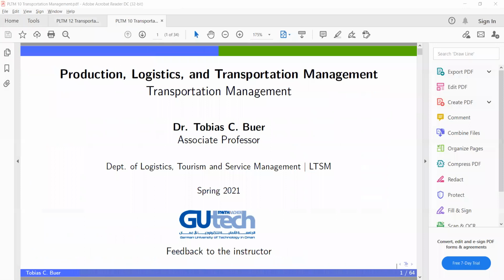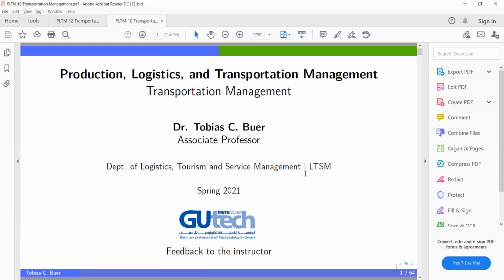So everything on Moodle in the section Transportation Management will be relevant for this quiz. And we have mainly three slide sets. Number 10 is called Transportation Management. Number 11 is Transportation Problem. And number 12 are extensions to the transportation problem. And as you can see, number 10 has a stronger focus on memorizing and being able to explain these issues that are discussed.